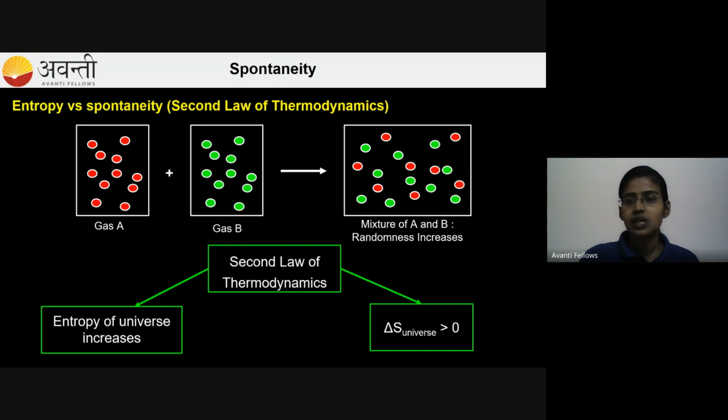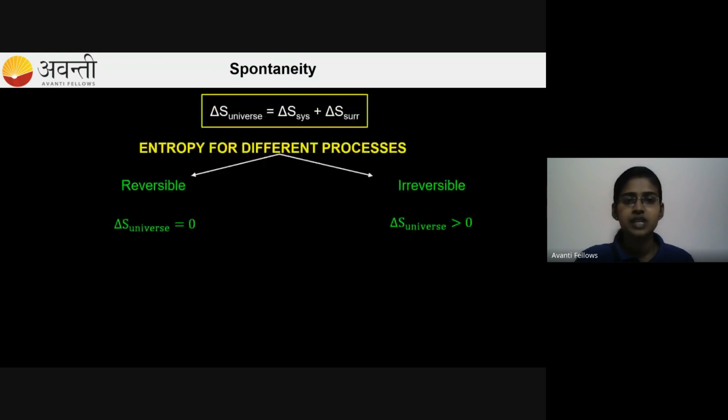Fine. Now let's see one more formula. This was the formula that we have seen just a few minutes ago. And we have two different processes, reversible and irreversible. If the process is reversible, then the change in entropy of the universe is equal to 0. Only if the process is irreversible will the change in entropy of the universe be greater than 0. For a reversible process it is equal to 0, and only for an irreversible process the change in entropy of the universe is greater than 0.